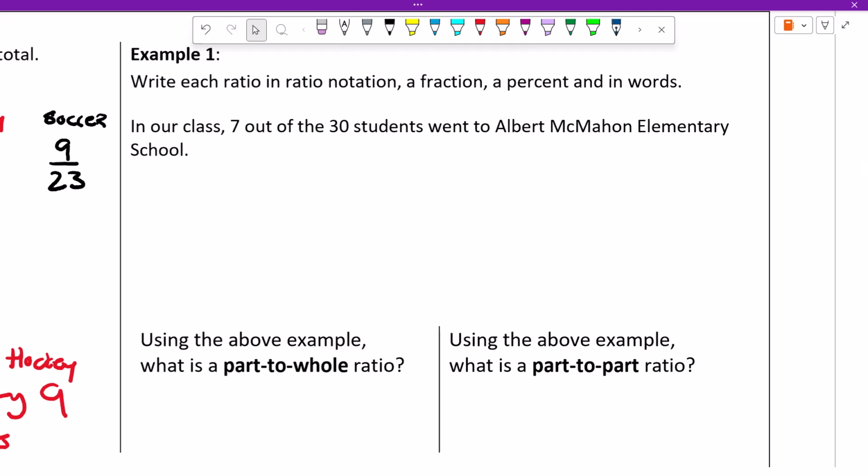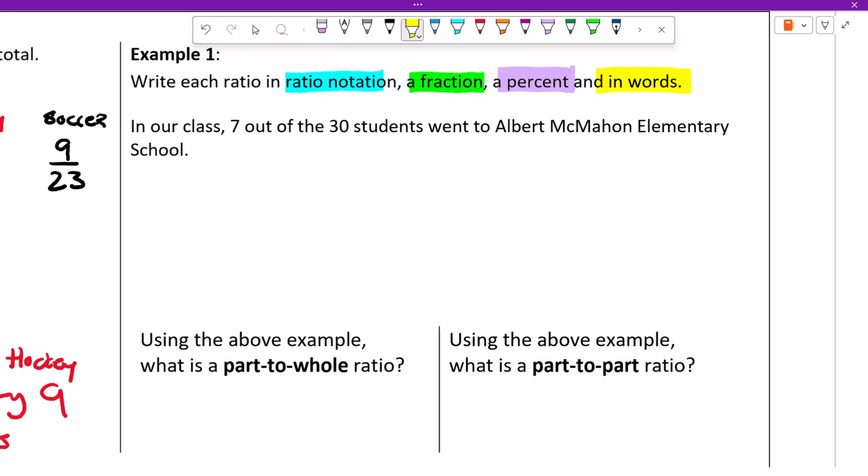Okay, so for the next scenario, we want to write it in 4 different ways. We're going to write it as a ratio, as a fraction, as a percent, and in words. Okay, so we're going to do all 4 ways. So here we go. 7 out of 30 kids at this school went to Albert McMahon. That's the information, all right?